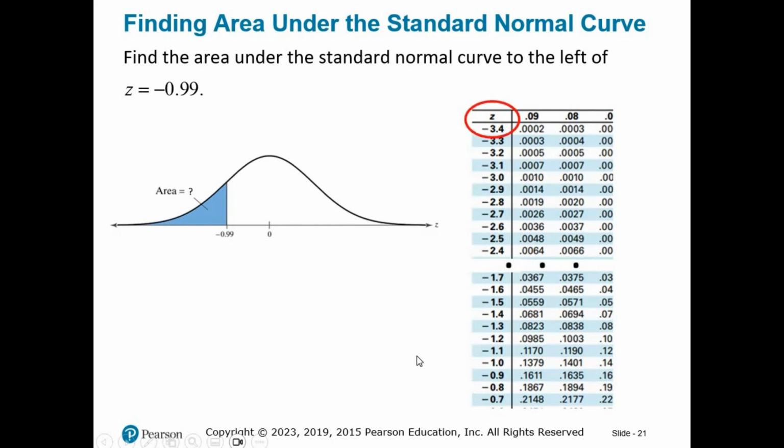So you'll look at the z column first, find the beginning part of your z-score. So in this case, that would be negative 0.9. Then you would look across the top for the hundredths place, or 0.09, and look for the intersection, and there is your area, 0.1611. That is the area of the blue section.